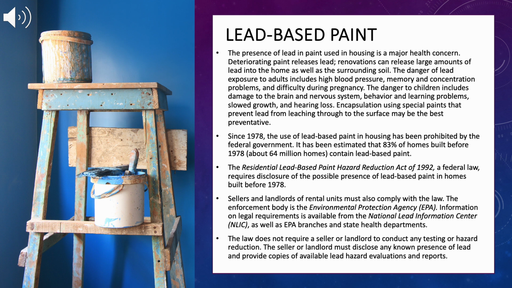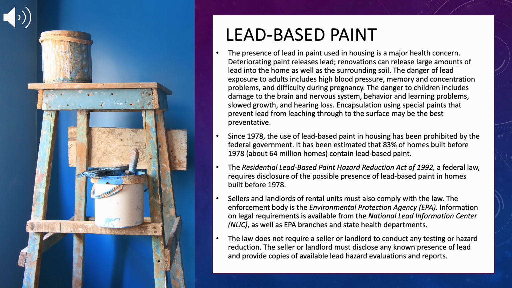Since 1978, the use of lead-based paint in housing has been prohibited by the federal government. It has been estimated that 83% of homes built before 1978, about 64 million homes, contain lead-based paint. The Residential Lead-Based Paint Hazard Reduction Act of 1992, a federal law, requires disclosure of the possible presence of lead-based paint in homes built before 1978. Sellers and landlords of rental units must also comply with the law. The enforcement body is the Environmental Protection Agency, EPA.